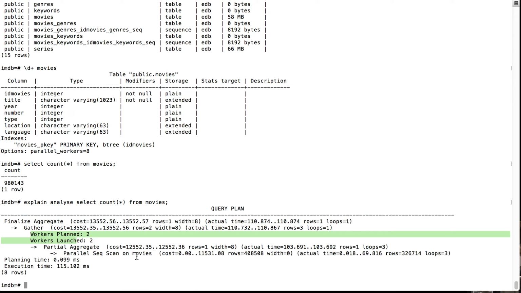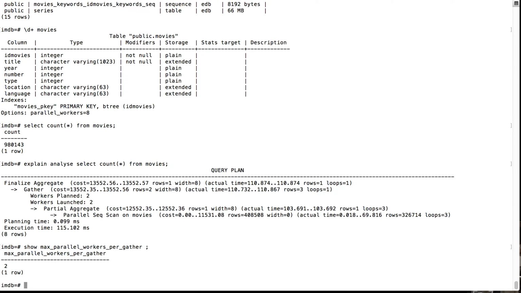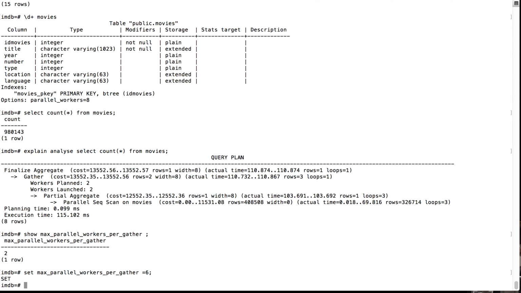Why just 2? Can we increase it? Yes, you can. What is the parameter to do that? Here it is, max_parallel_workers_per_gather. Currently it is set to 2. We can set it to something greater than this. Let's say set it to 6.